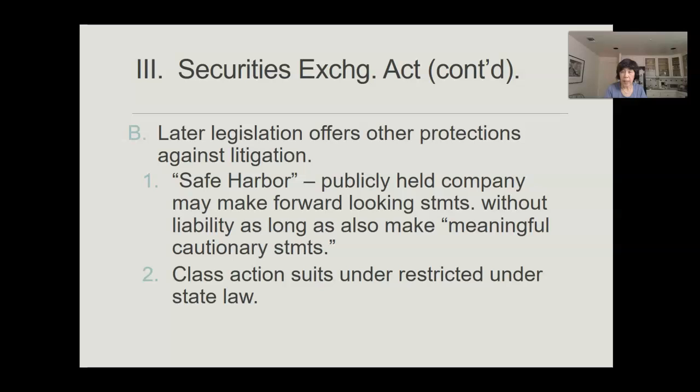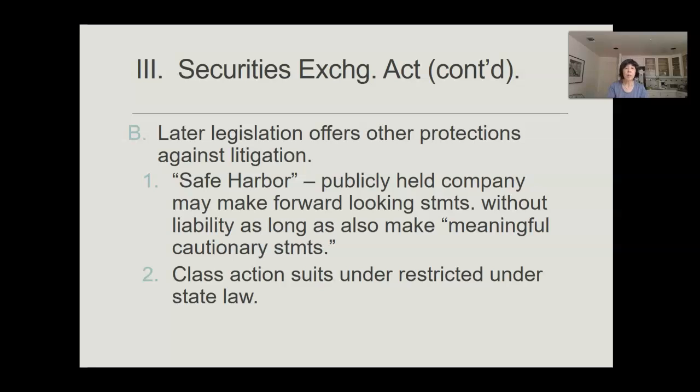If a publicly held company wants to make a forward-looking statement in their annual report and not be held liable for such forward-looking statement, they are allowed to make some meaningful cautionary statements, some other additional disclosures to let the general public, their investors, know that. That's one way a corporation can protect itself from liability for making rosy statements about the future.